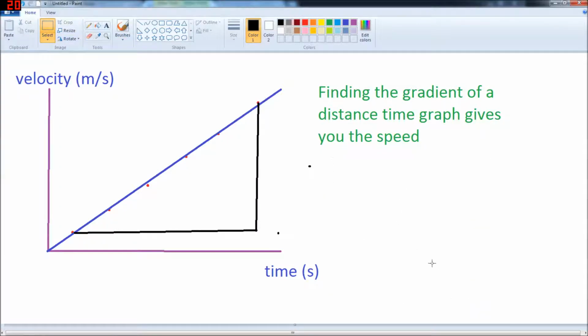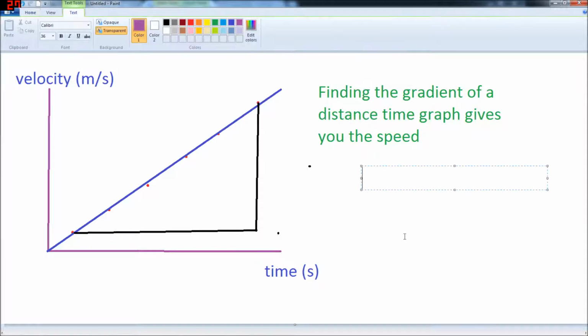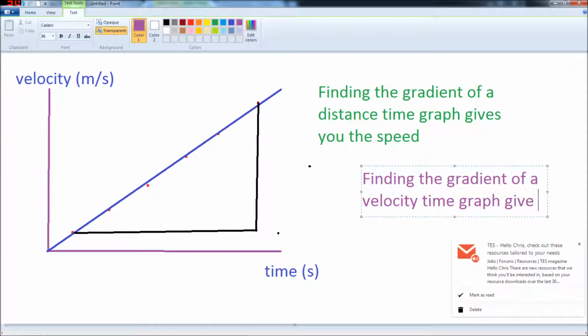Let's get rid of that, write some more stuff out. We'll do this in a nice purple. Finding the gradient of a velocity time graph gives you, what have I got?